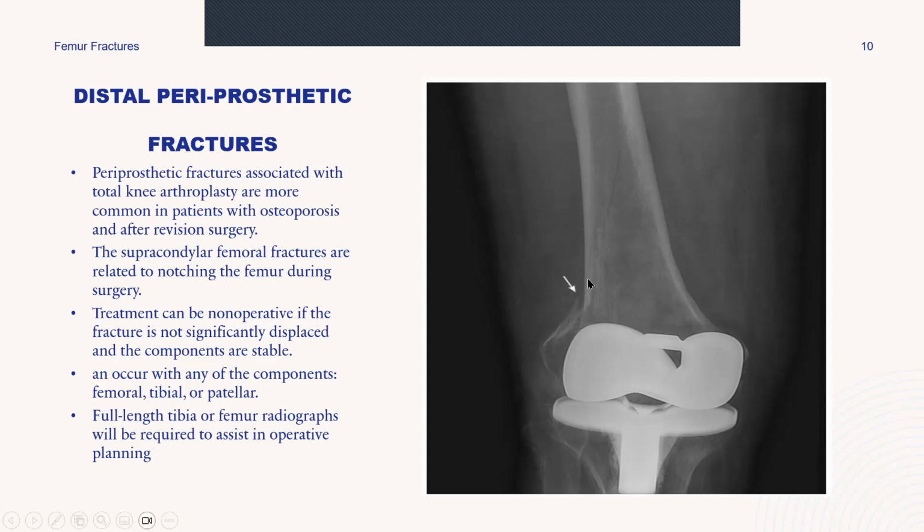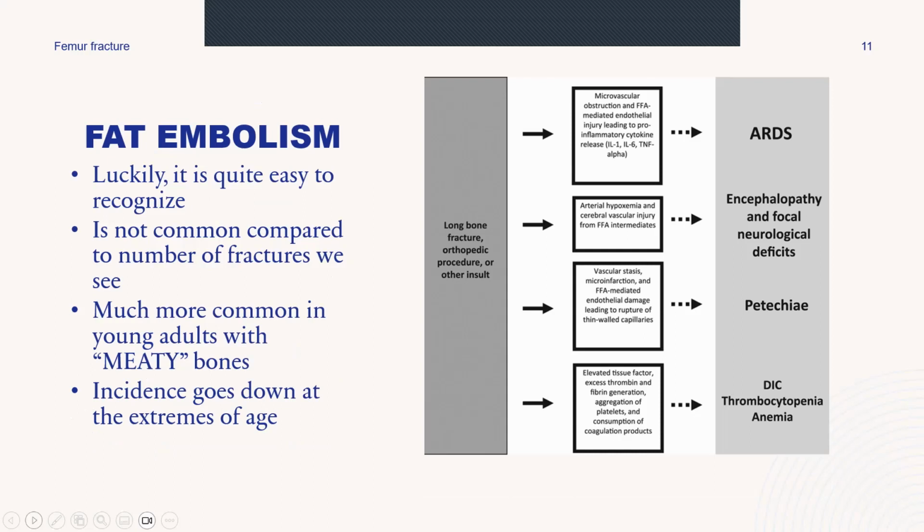Fractures themselves are quite easy to make out. It's not really a problem. And the most important thing, especially in the emergency department, is to get full length x-rays. The reason being, once the surgeon is planning for theater, it just saves a bit of time for them as well. Now, in femur fractures, one of the things that we need to worry about is fat embolism, and this is something that's often overlooked.